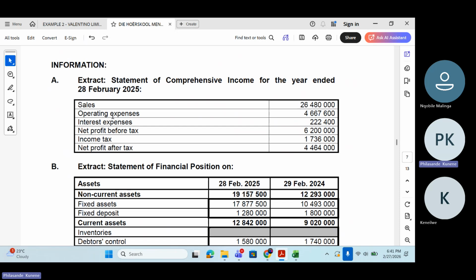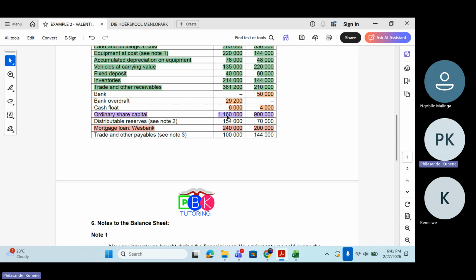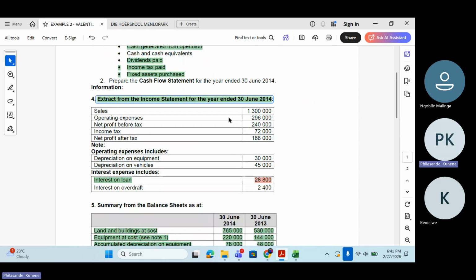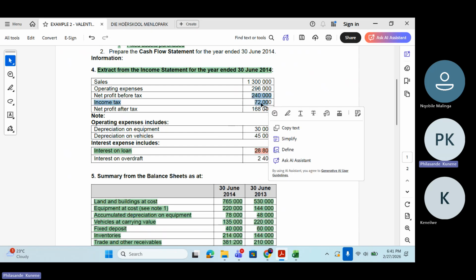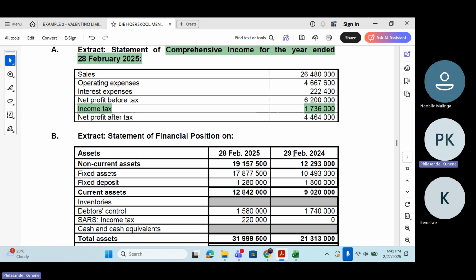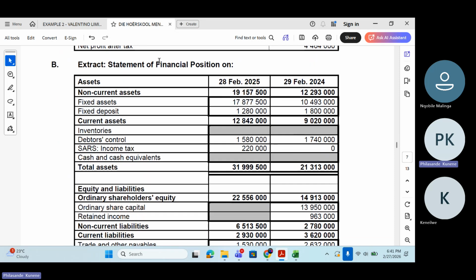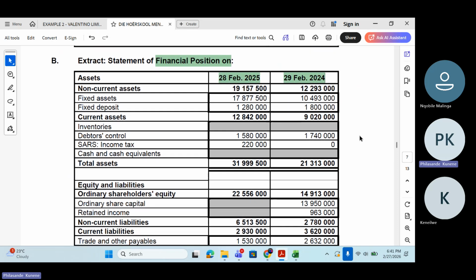Looking at the information here, extracts from the statement of comprehensive income for the year ended 28 February 2025: sales, operating expenses, interest expenses, net profit before tax, and we have the income tax here. This is one of the pieces of information that we will need. That's how they give you that information. You can see they gave you the income tax there. And then there's an extract from the statement of financial position on 28 February 2025, which is the current year, and 28 February 2024, which is the previous year.